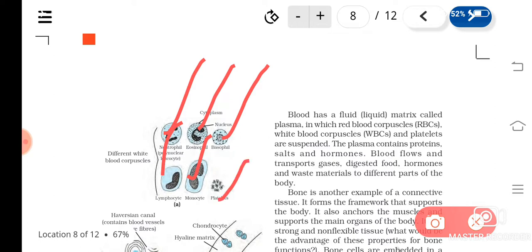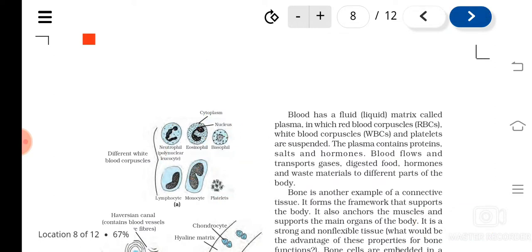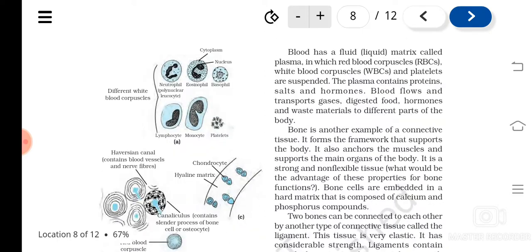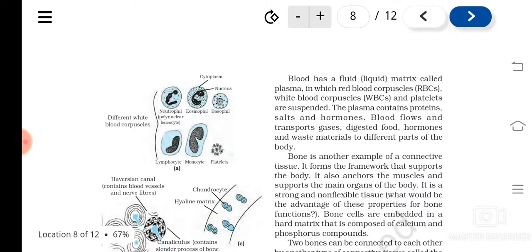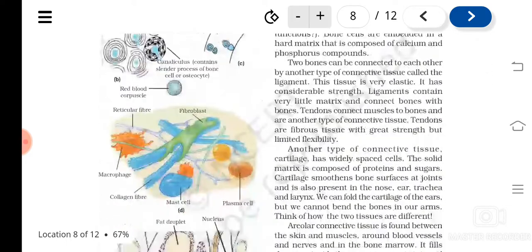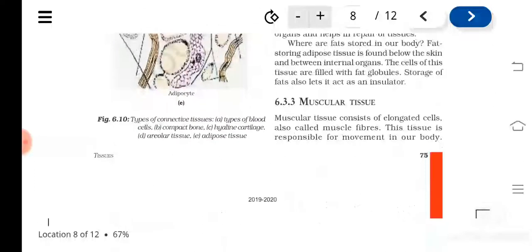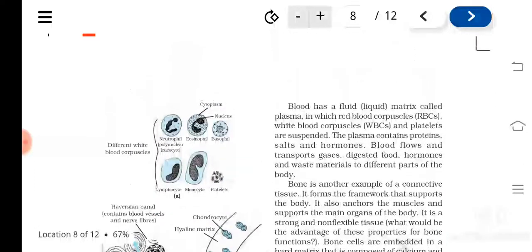And you can also see platelets, which are helpful in blood clotting. Understood? RBCs are red blood cells and they are biconcave in nature. So like this, different types of cells you can see. WBCs themselves are of different types: neutrophils, eosinophils, basophils, lymphocytes, and monocytes. And also you can see the platelets.